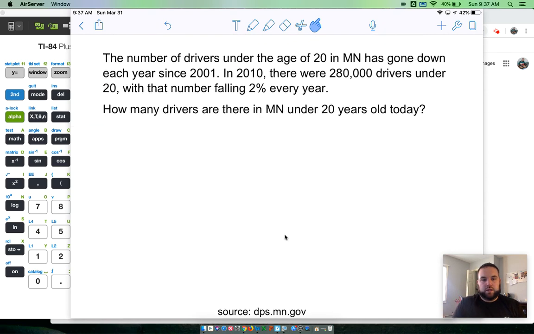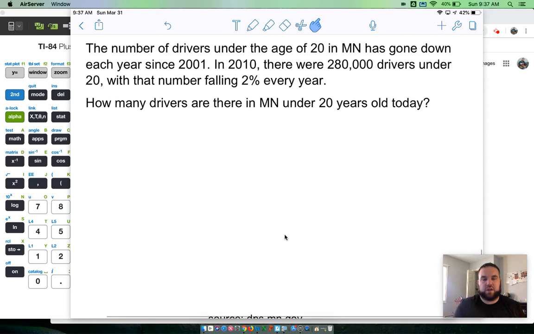So look at an example here. The number of drivers under the age of 20 in Minnesota has gone down each year since 2001. Again, public transit, trains, more access to getting around, especially in the metro area. Not every student needs to be able to drive. So in 2010, there were 280,000 drivers under the age of 20, and that number has been falling 2% every year. How many drivers are there in Minnesota under 20 years old today? So it's a word problem. There's going to be lots of word problems.